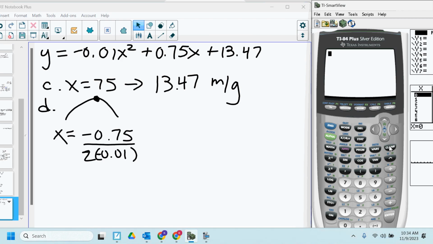Find the x value for your vertex. Why is it negative again? Your vertex x value is negative b over 2a, so yes, we keep the negative.